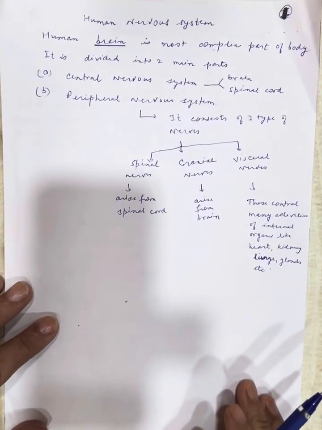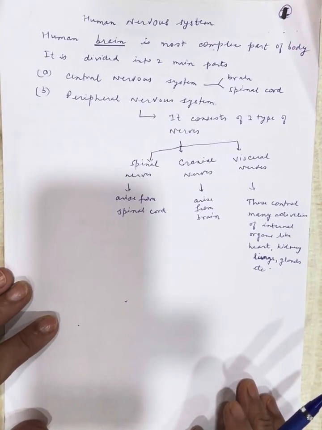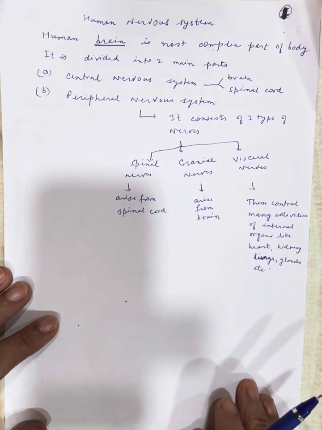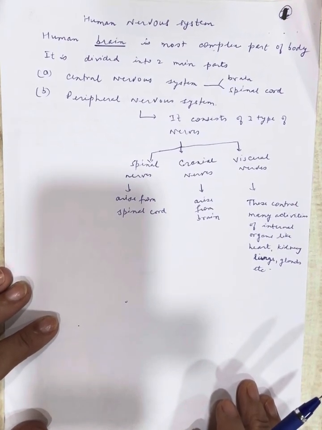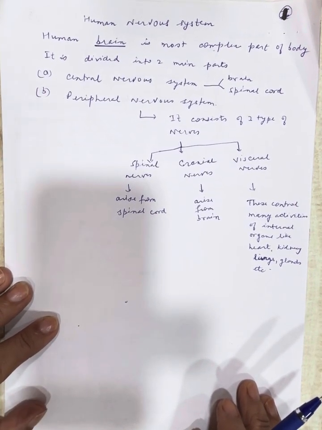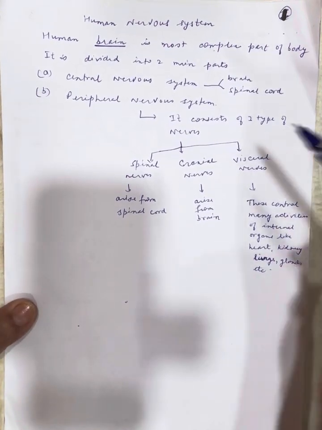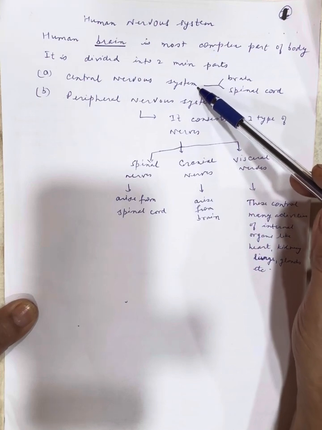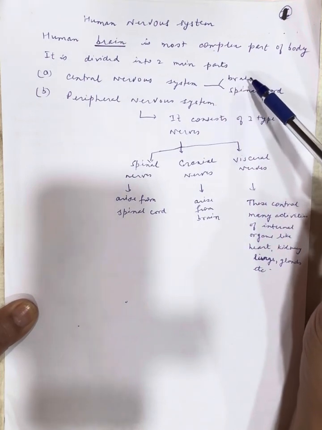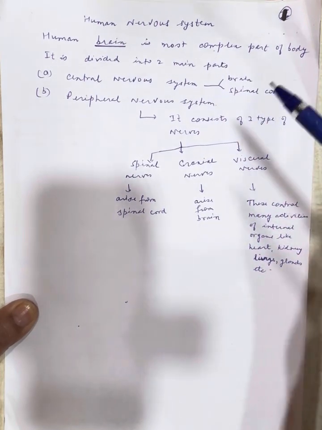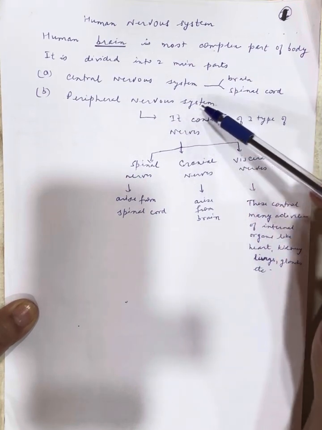Hello everyone. Today we are going to do the human brain, and that is the most complex part of the nervous system, or we can say our body. And it is divided into two main parts. First is the central nervous system. It consists of brain and spinal cord. And the next one is the peripheral nervous system.